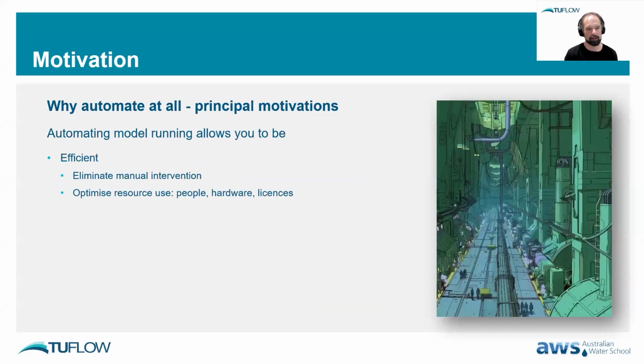All right. So why automate at all? There's a couple of principal motivations that I'll spend a little bit of time on. Automating model running allows you to be more efficient. It's in the title. It's the number one motivation here. It eliminates manual intervention, right? So if you automate something, once it's kicked off, from that point onwards, it just keeps going all by itself. And it optimizes the resource use of people, hardware, and licenses, like I mentioned.